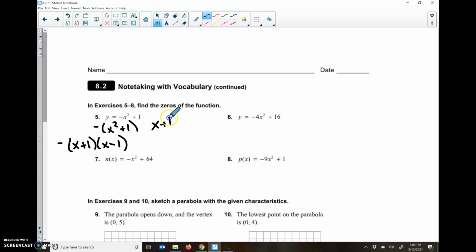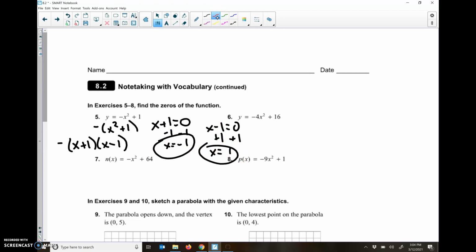So x plus 1 equals 0. So subtract 1 from each side. So one answer is negative 1. x minus 1 equals 0. So add 1 to each side. So x is positive 1. So 2 answers there, negative 1, positive 1. Very similar to what we did last time.